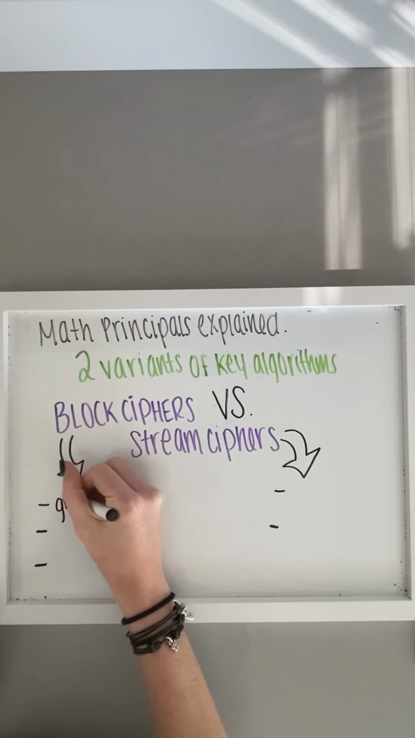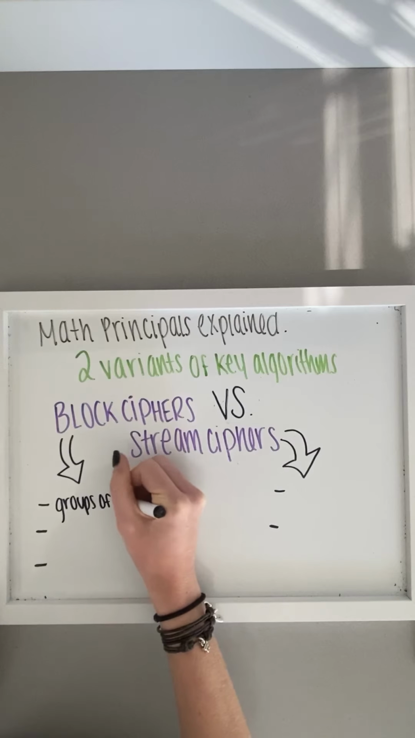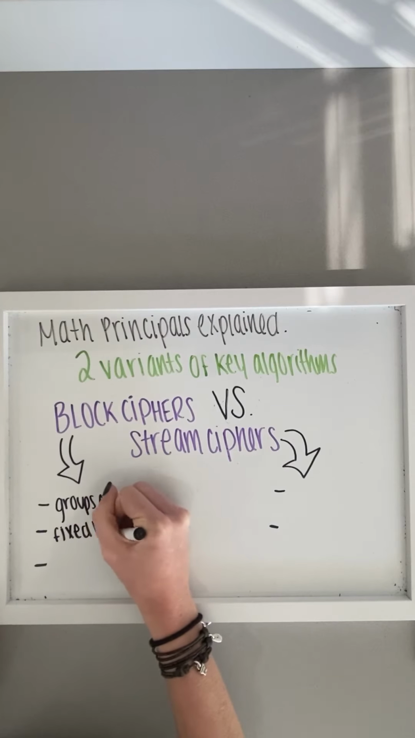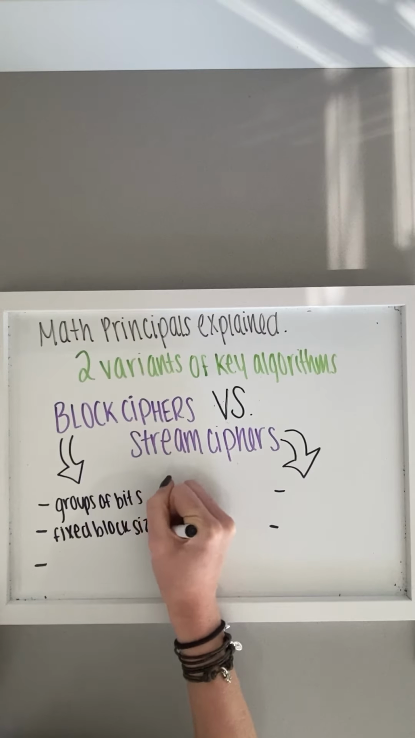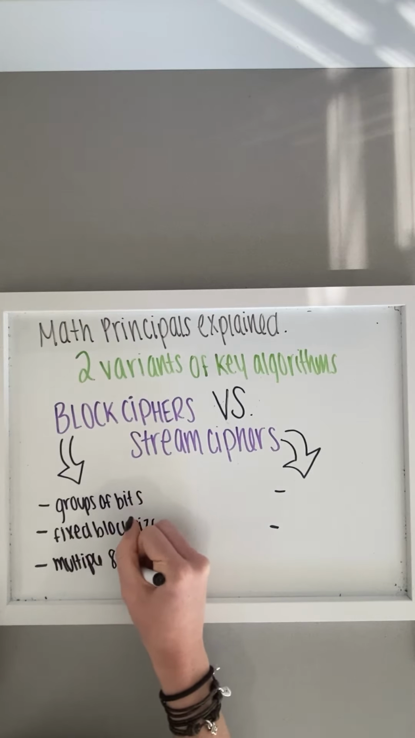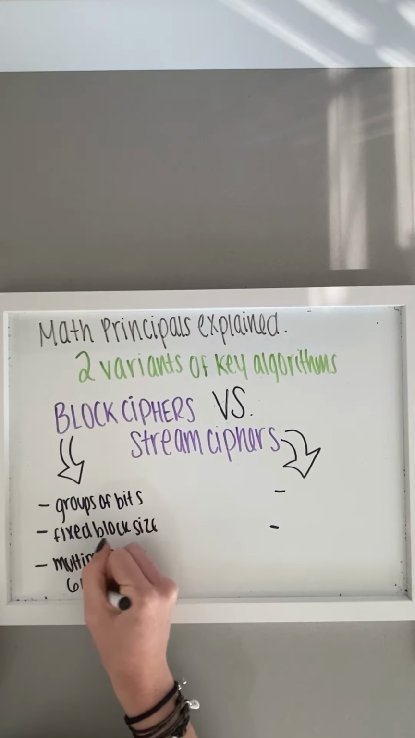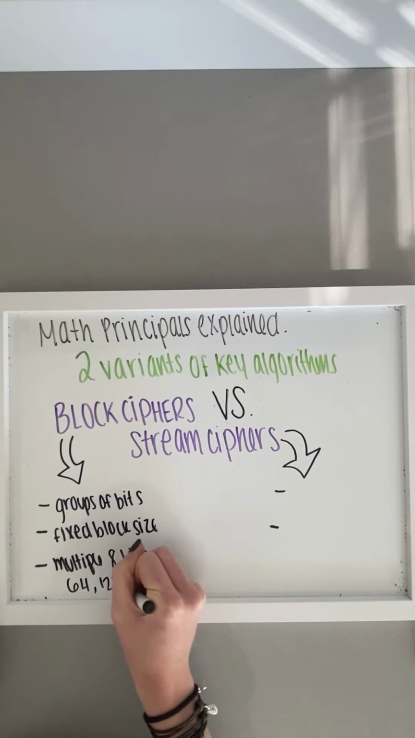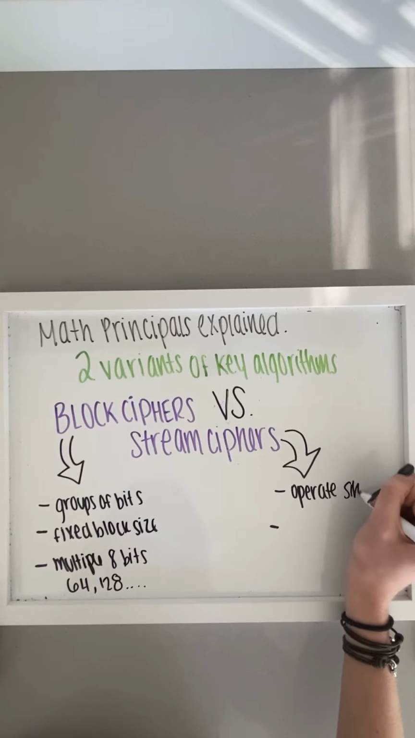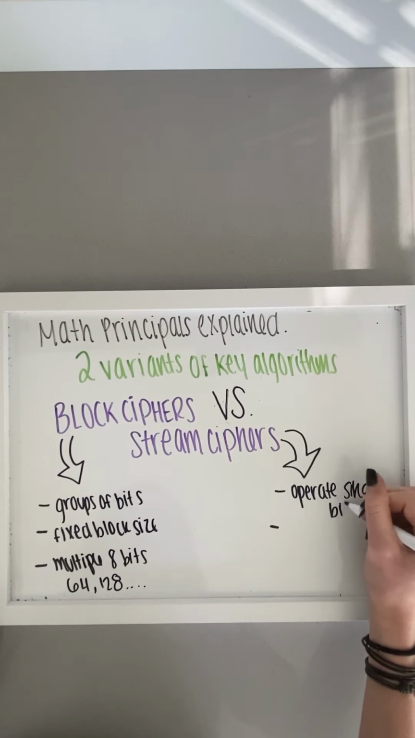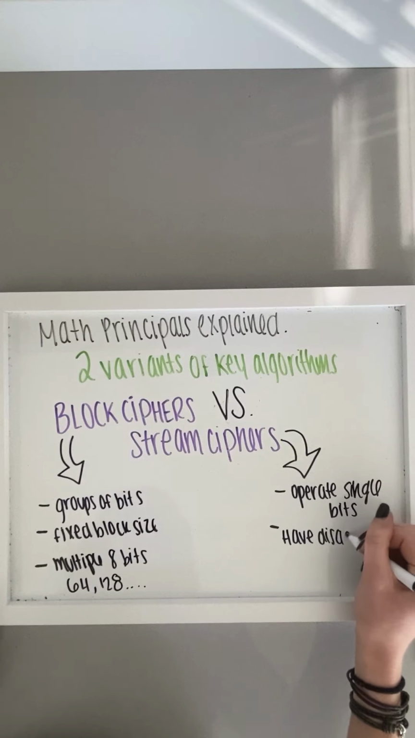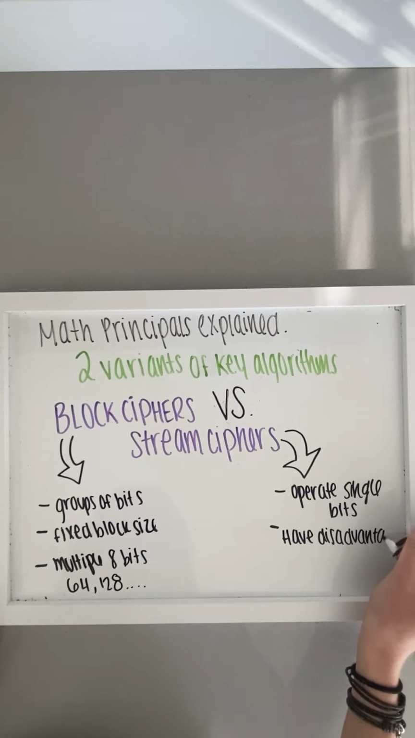Looking at important principles, and specifically math principles, we can look at two variants of key algorithms. We have block ciphers and stream ciphers. Block ciphers are groups of bits in fixed block sizes in multiples of 8, and that is 64, 128, and so on. Stream ciphers, however, operate on single bits of data. They have a disadvantage, however. That is that their dependence is on random quality number generators that generate key streaming.